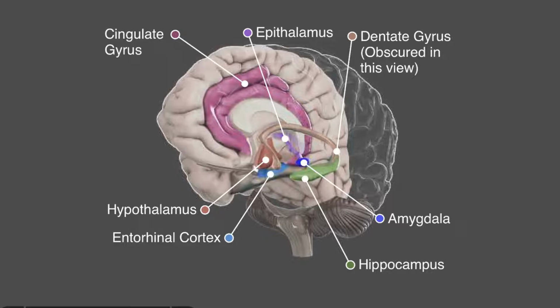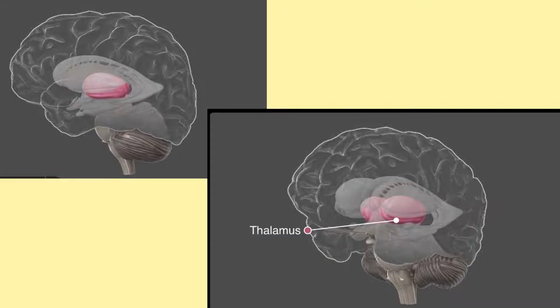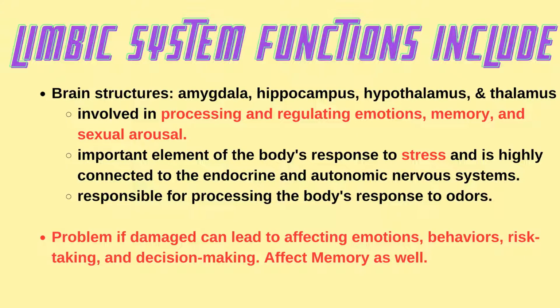The limbic system here is a group of brain structures, including the amygdala, hippocampus, hypothalamus, and thalamus, that are involved in processing and regulating emotions, memory, and sexual arousal. So, the limbic system is an important element of the body's response to stress and is highly connected to the endocrine and the autonomic nervous system. The limbic system is also responsible for processing the body's response to orders.